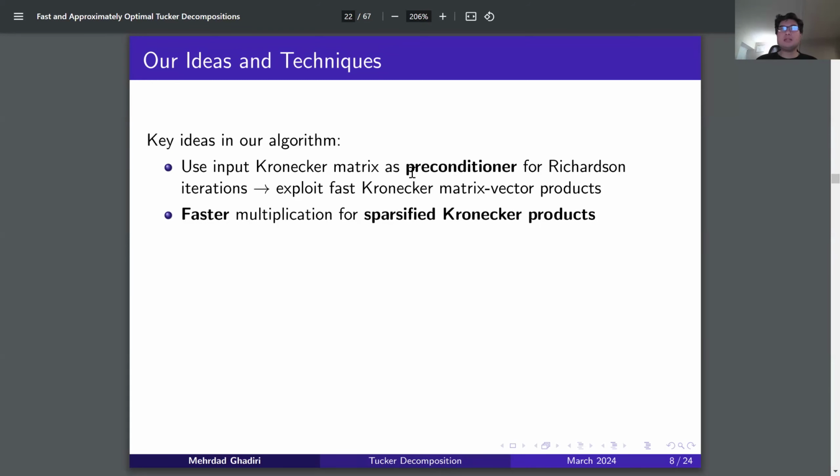One technique is using preconditioning. This is essentially for when I don't have the actual inverse of a matrix, how can I solve the regression problem? This technique is called preconditioning. The other thing is that, as I mentioned, there are techniques to show that you can multiply a vector by a Kronecker product fast. I'm going to extend this to sparsified Kronecker products.